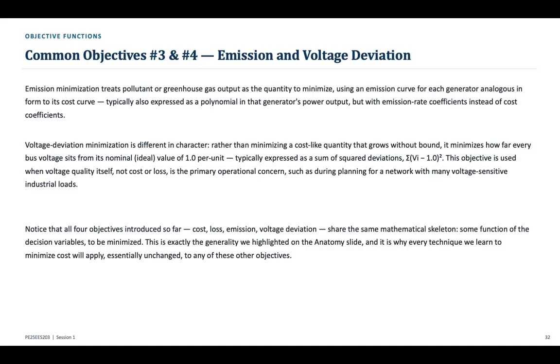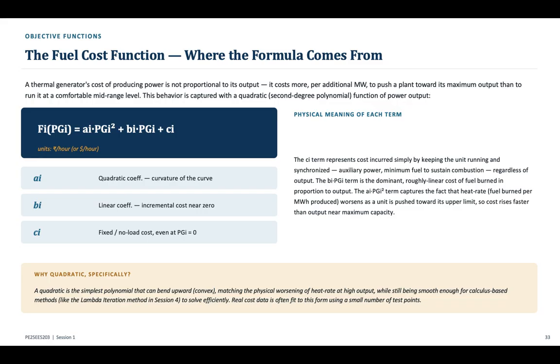So, when we are talking of all these things, consider all the four objectives introduced so far: cost, loss, emission, and voltage deviation. They share the same mathematical skeleton, some function of the decision variable to be minimized. This is exactly the generality we highlighted on the anatomy slide, okay? And it is why every technique we learn to minimize cost will apply essentially unchanged to any of these other objectives.